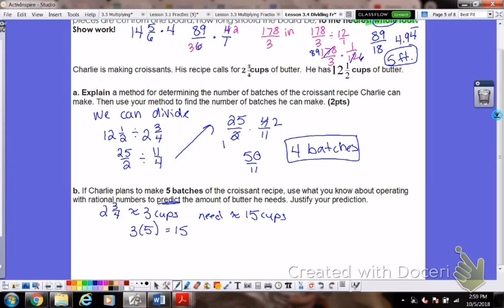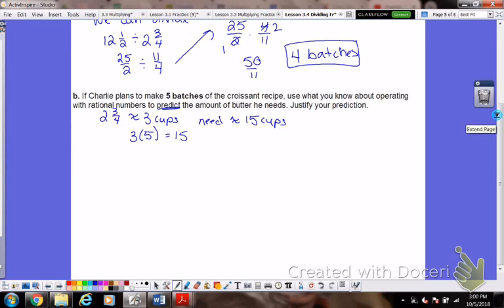Now we want to justify our prediction. We're going to actually multiply it out. So 2 3/4 times 5. Again, change it to improper, so 11/4 times 5 over 1 gives us 55 over 4. Change that into a mixed number, which is 13 3/4 cup. So we actually need 13 3/4 cup, because if we check back here, our prediction was pretty close. All right, there is lesson 4.